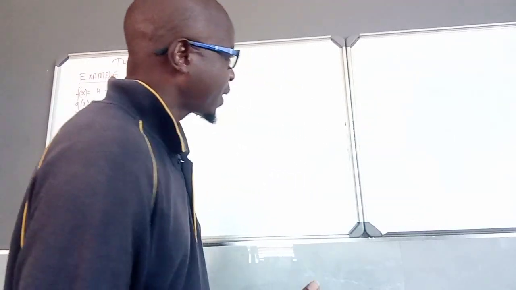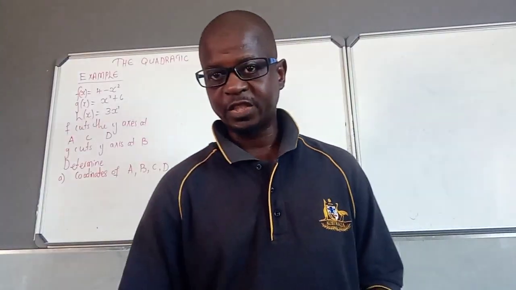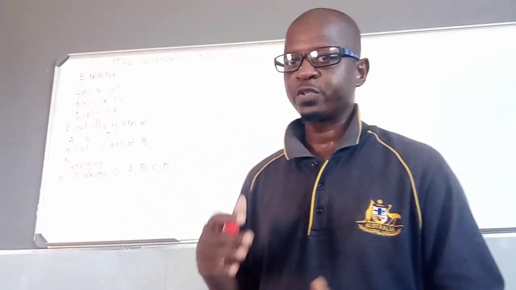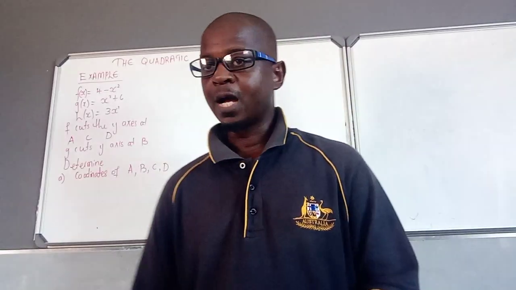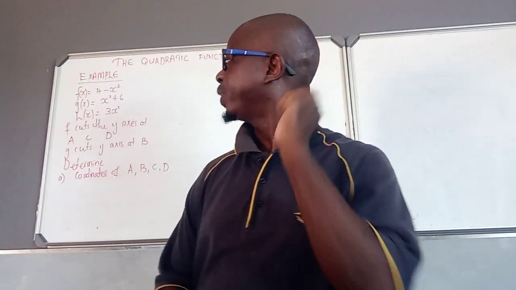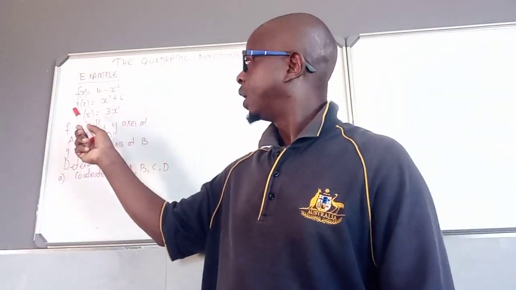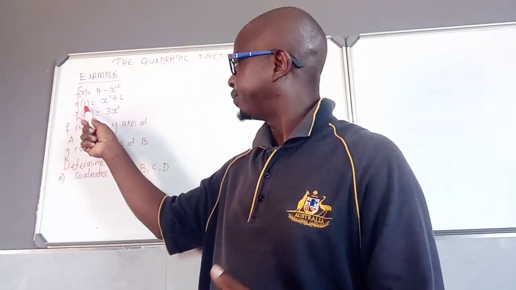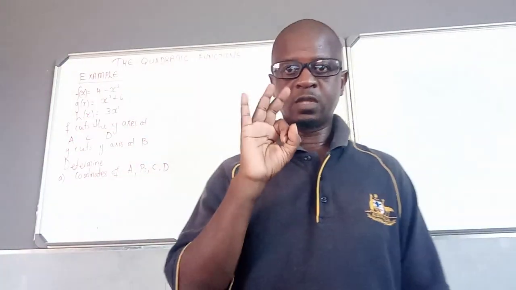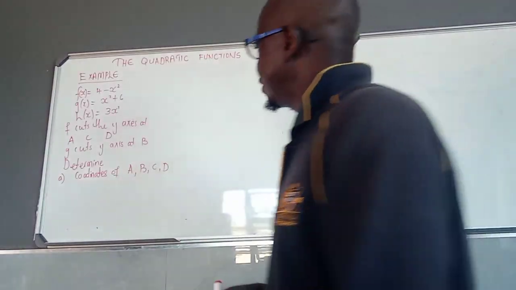Welcome once again. Today in this video we want to look at the quadratic functions. So without wasting any of your precious time, let's go straight into the example. I do have the example on the board which says we are given the following: f of x is equal to 4 minus x squared. We have yet another function, g of x is equal to x squared plus 6, and h of x is equal to 3x squared. These three are functions which we are going to represent on the Cartesian plane.